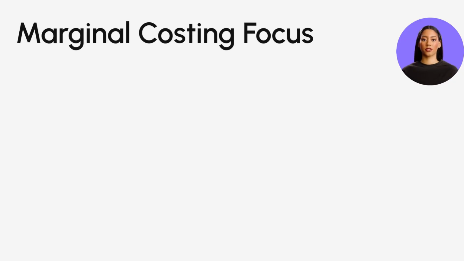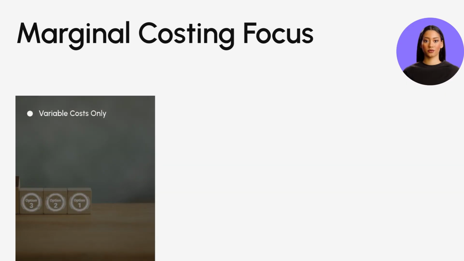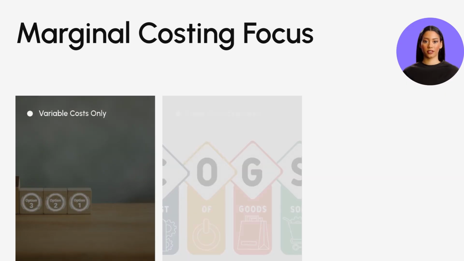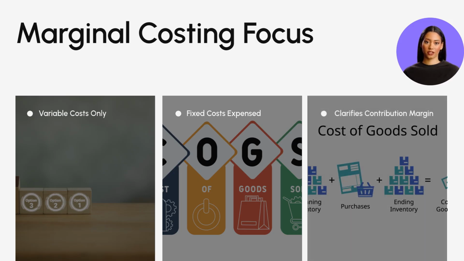The principle of marginal costing considers only variable costs for goods sold and inventory valuation. Fixed costs are expensed in the period incurred, not allocated to products. This focus on variable costs clarifies the contribution margin, the difference between sales revenue and variable costs. It aids in profit generation after covering variable costs.